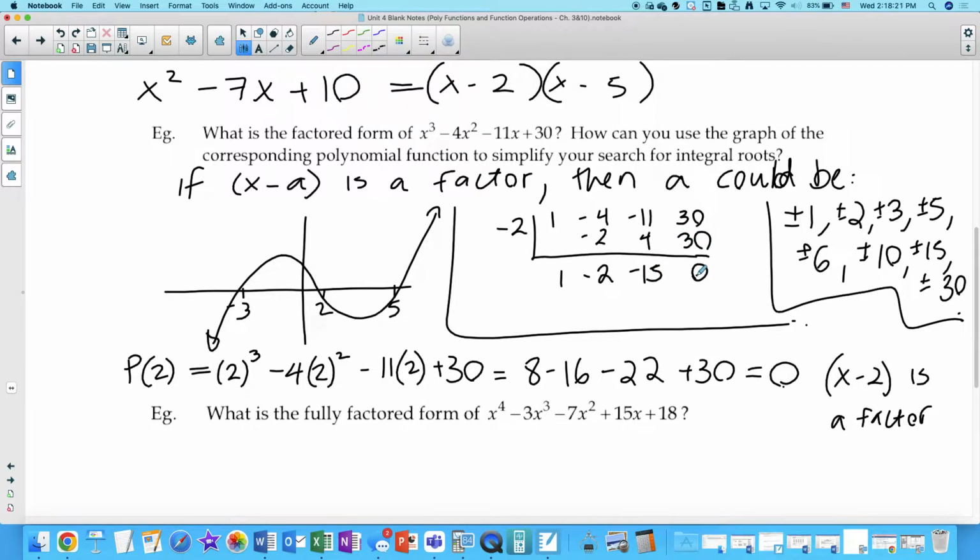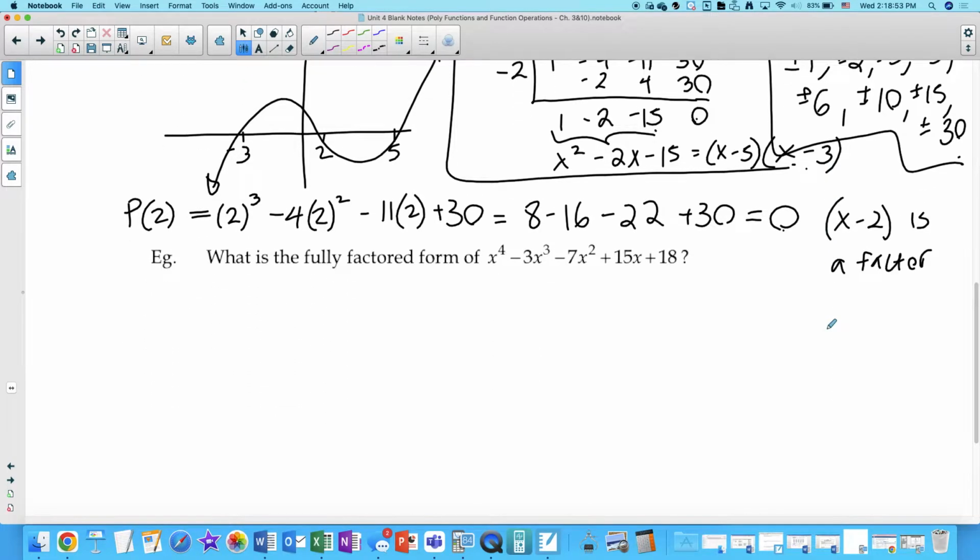Okay, now that just confirms, okay, yes, it is a factor, but what I'm really interested in now is this part. This represents x squared minus 2x minus 15. Okay, now that I can factor. This is x minus 5 times x plus 3. So now once I've got it down to a quadratic, I can find the other 2 factors. When I put it all together, the fully factored form is x minus 2 times x minus 5 times x plus 3.